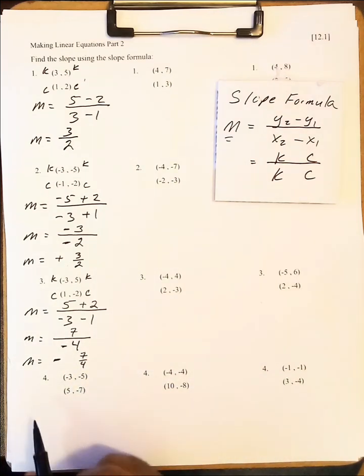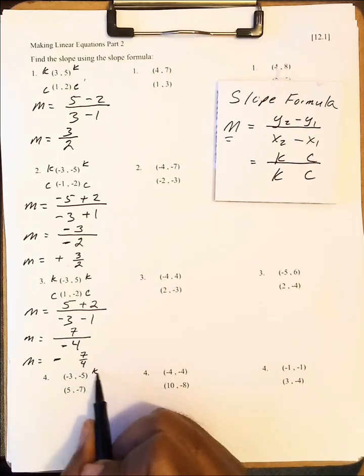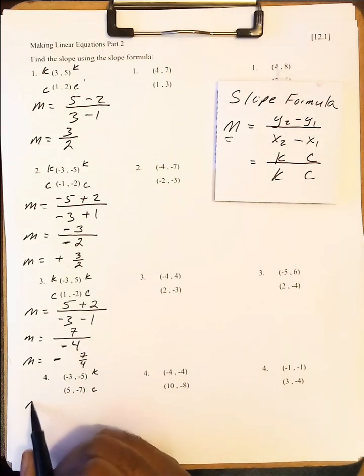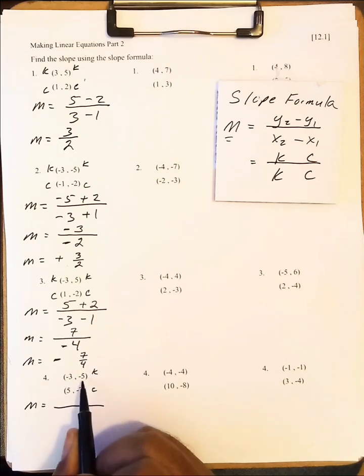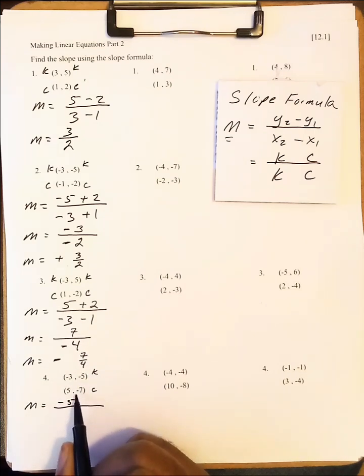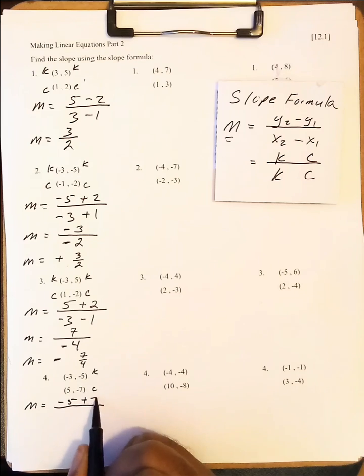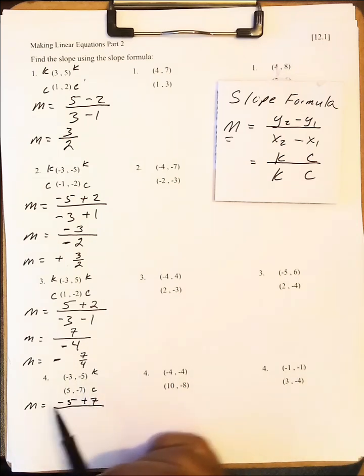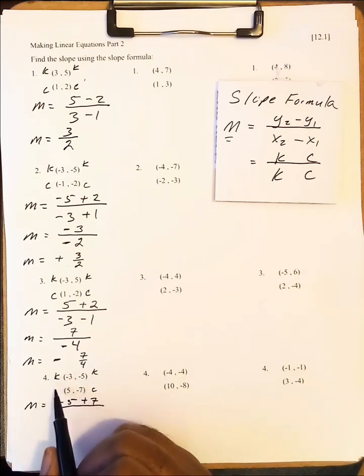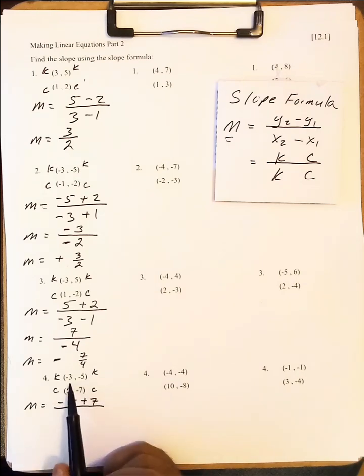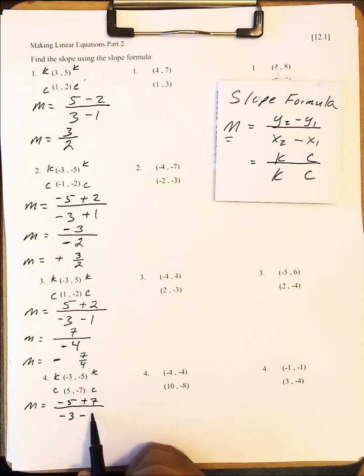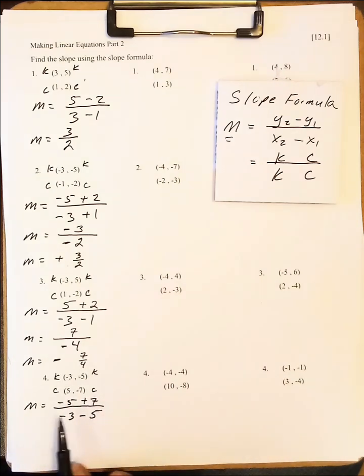Number 4. We're going to do keep and change. So we're going to keep our negative 5, but we're going to change this negative 7 to a positive 7. So we did keep and change. Then for the x's on the left side, we're going to keep our negative 3, but we're going to change our positive 5 to a negative 5. Okay, so keep and change.